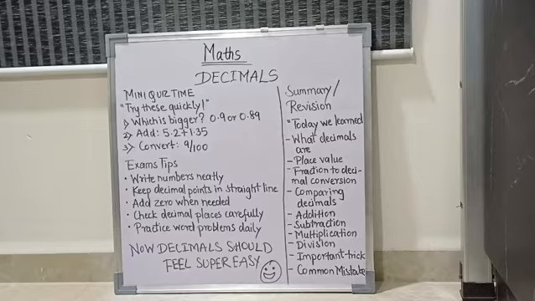Now for the exam tips which you all needed very badly: write numbers neatly. Keep decimal points in a straight line, add 0 when needed, check decimal places carefully, practice word problems daily. Practice makes you perfect. And now for the summary revision. Today we learned what decimals are, place value, fraction to decimal conversion, comparing decimals, addition, subtraction, multiplication, division of decimals, important tricks and common mistakes. After all this, decimals should feel super easy.